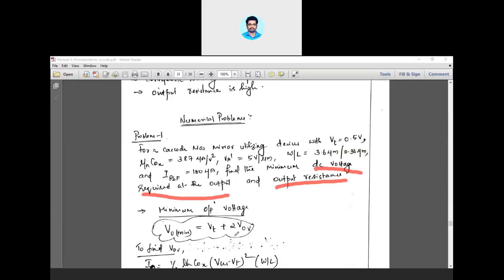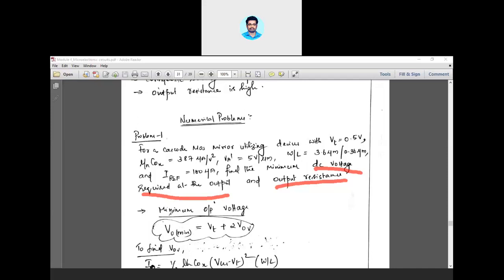So this is the minimum output voltage equation, which is nothing but threshold voltage plus 2 times the overdrive voltage. You can note down this equation. VO minimum is the minimum DC output voltage required at the output terminals of a mirror circuit. So for this we have to find out the threshold voltage and VOV, the overdrive voltage.